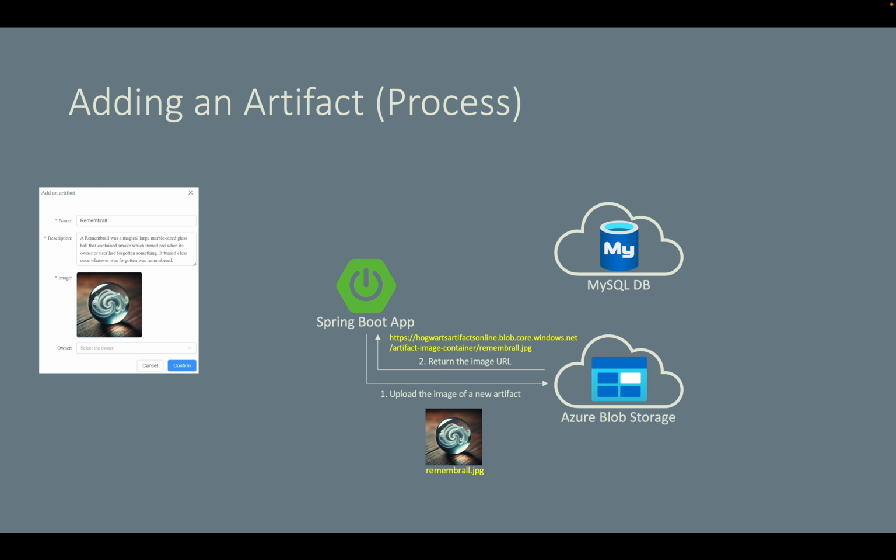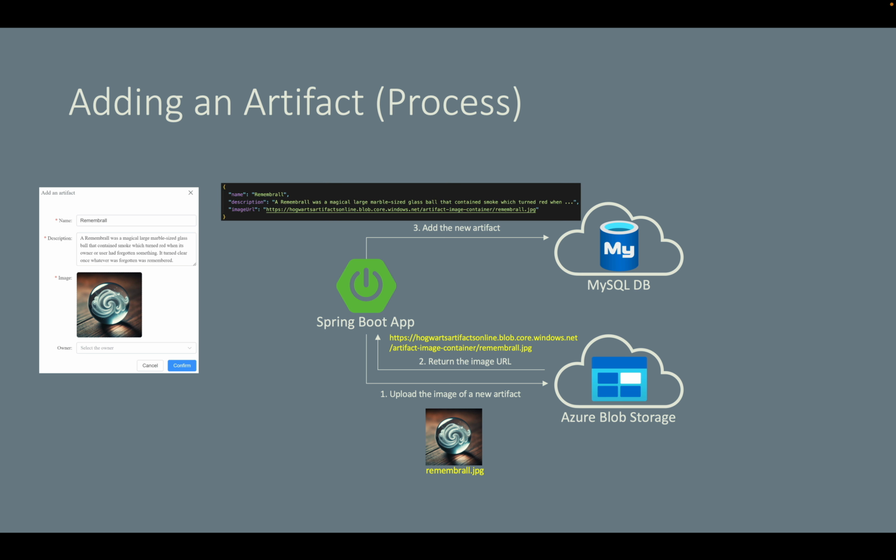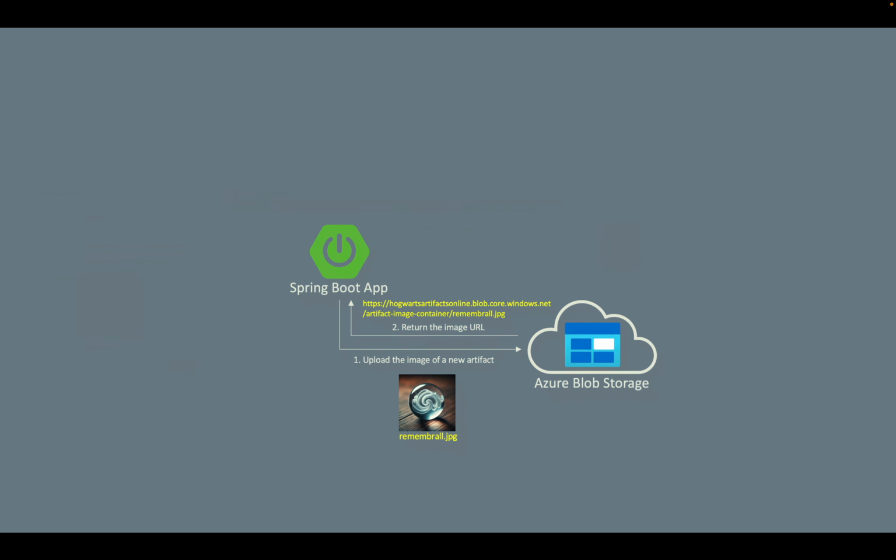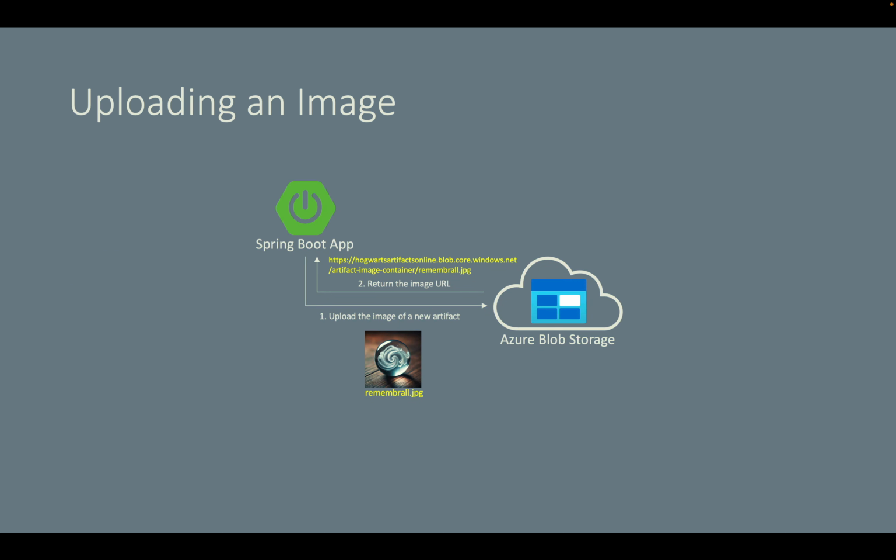To indicate the image has been successfully uploaded, please note that at this point, the artifact rememberable is not added to the MySQL database yet, but its image has already been uploaded to the blob storage server. Finally, we can invoke the add an artifact API endpoint to add an artifact. As you can see, this is the payload of the add an artifact API call. So this is the complete process of adding an artifact. In this video, this part is what we're going to implement.